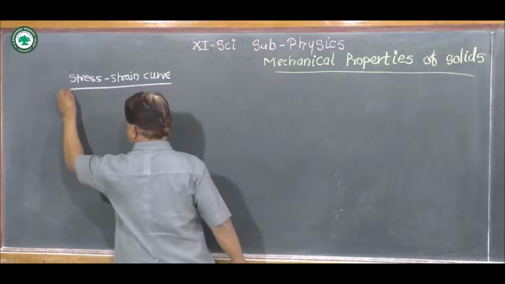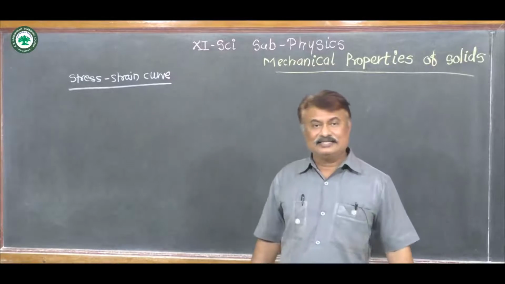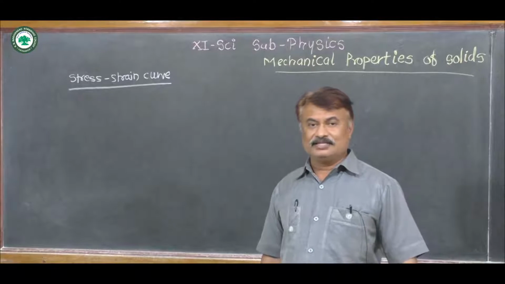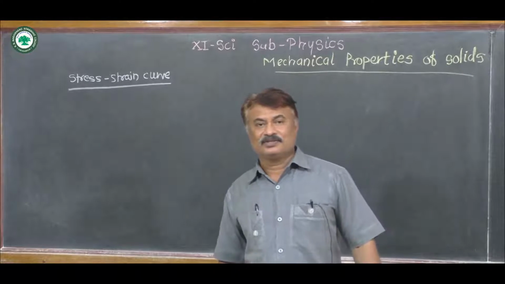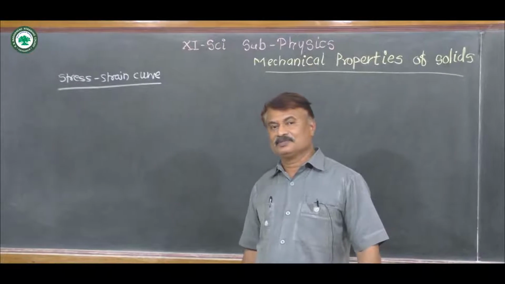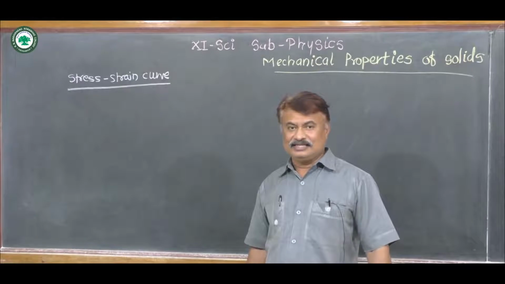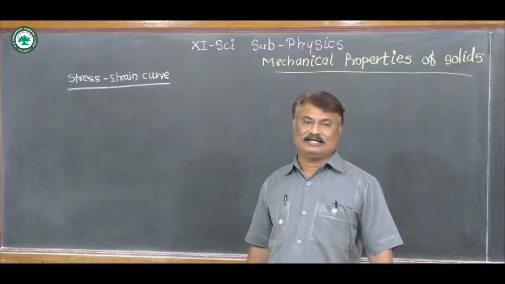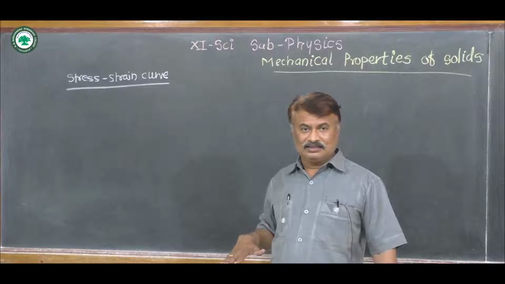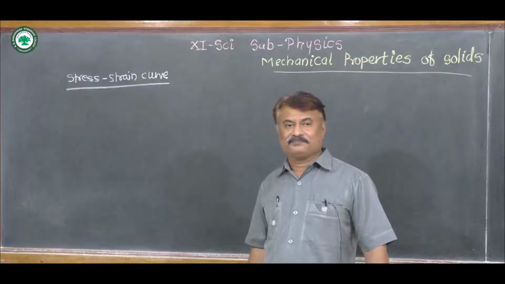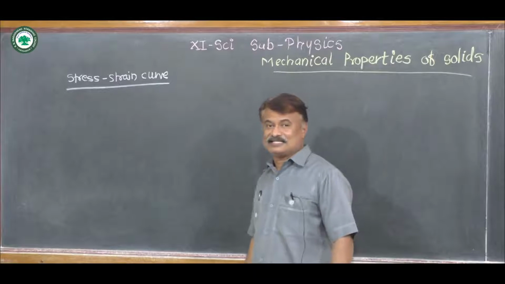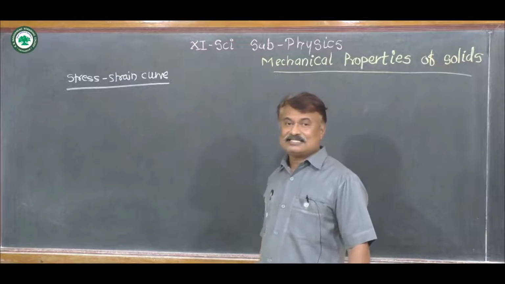For studying stress-strain curve, again we consider a metallic wire. Its one end is fixed to the rigid support. To the free end of the wire, a suitable weight is attached in the step of 500 gram. And we increase the load in step of 500 gram, then we observe the relation between stress and strain. That curve is called as stress-strain curve.